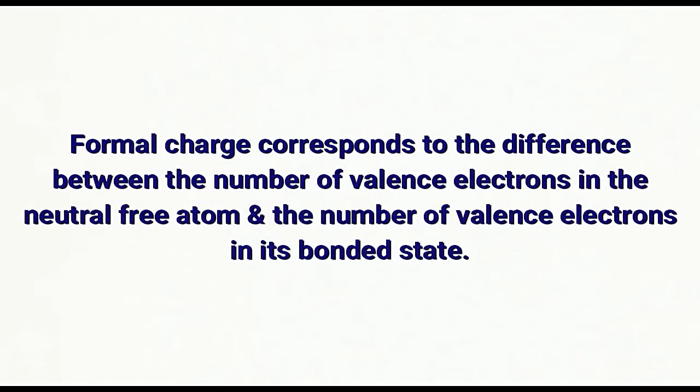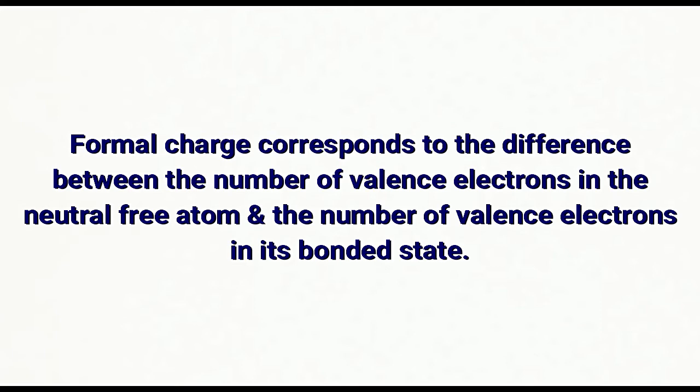In this video, we will study the formal charge, what exactly formal charge is, and how to calculate it. In simple words, formal charge is the charge that is assigned to individual atoms in a Lewis structure. It gives clues about chemical reactivity. And by definition, formal charge corresponds to the difference between the number of valence electrons in the neutral free atom and the number of valence electrons in its bonded state.